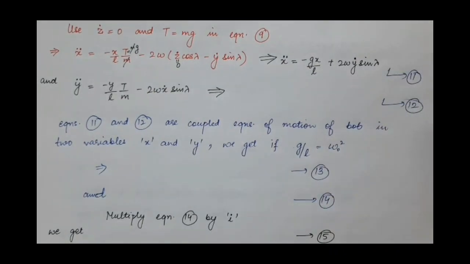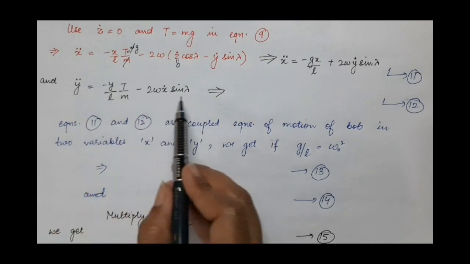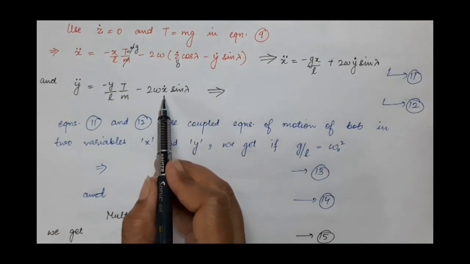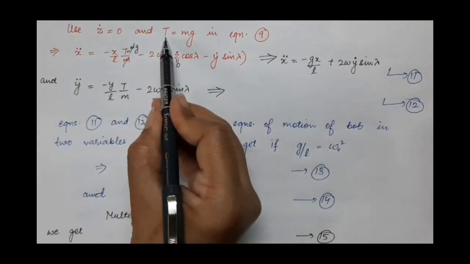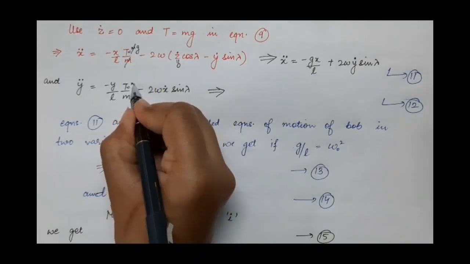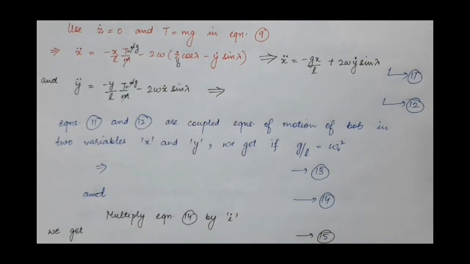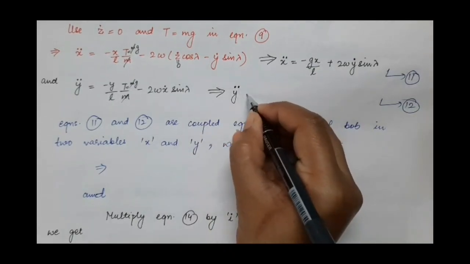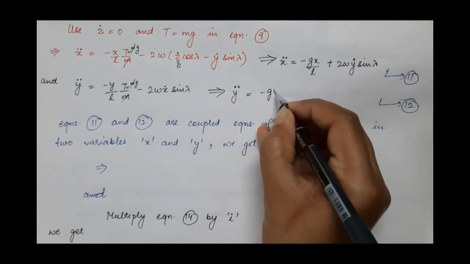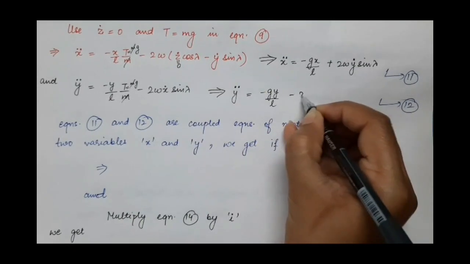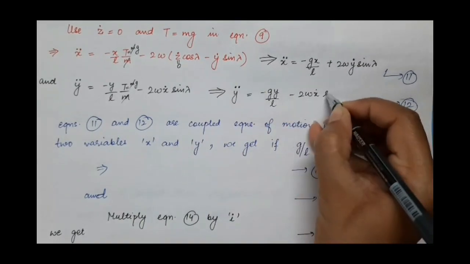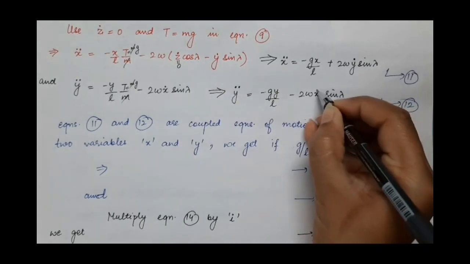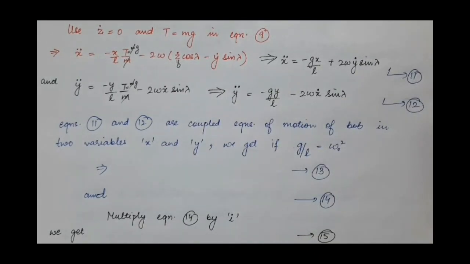And suppose this as equation 11th, and similarly in this equation of y there is no z dot, so use just this value T equal to mg here and this m and m will be cancelled out. So we have y double dot from equation 9th, it will be equal to minus gy by L minus 2 omega x dot sine lambda. And suppose this as equation 12th.